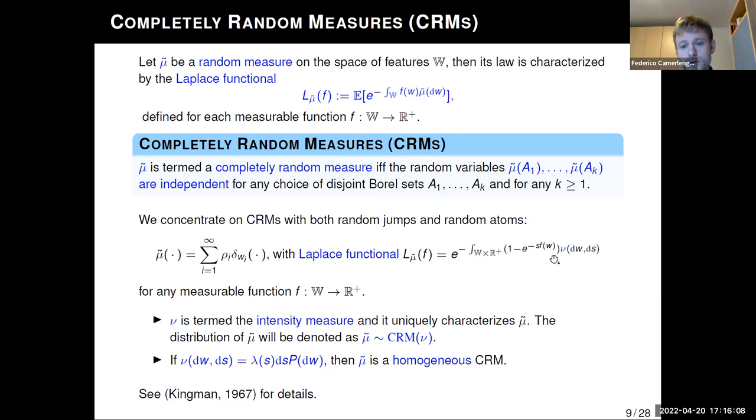As you can see, this Laplace functional has an exponential form, and it uniquely depends on this measure nu, which is called the Levy intensity measure of the completely random measure tilde mu. It uniquely characterizes the distribution of tilde mu. In order to denote the distribution of such a completely random measure, I will use the following notation here. And finally, I will focus on homogeneous completely random measures. That is to say, I will assume that the Levy intensity measure factorizes like this. As you can see, this is equivalent to saying that the sequence of jumps and the sequence of atoms are independent random variables.